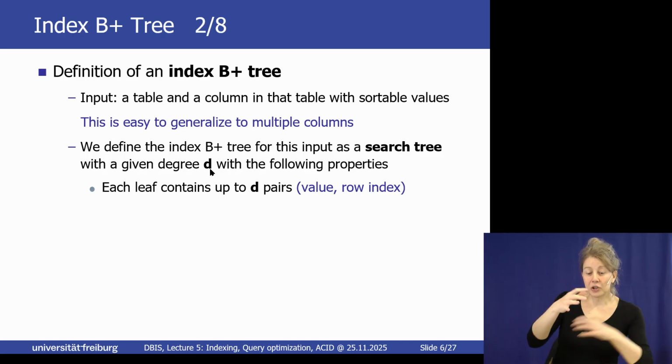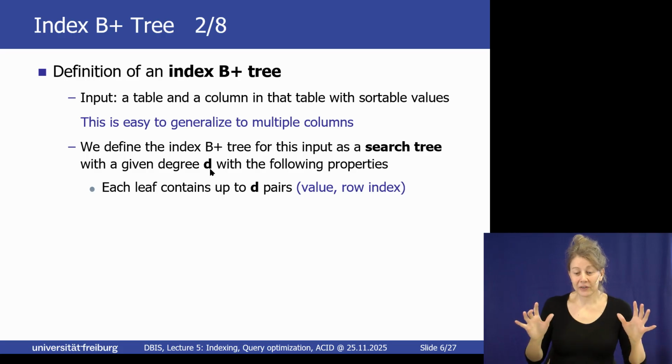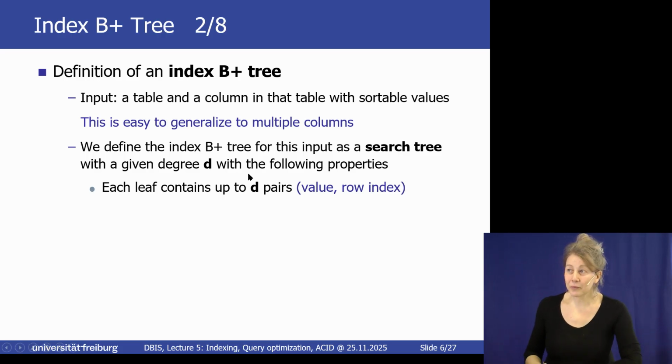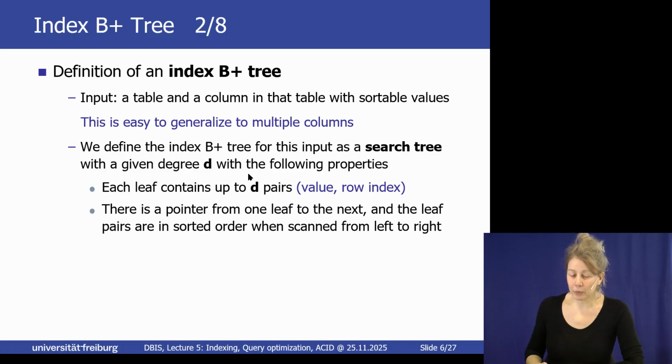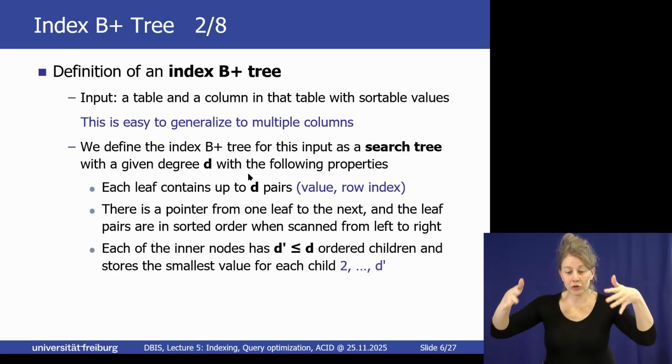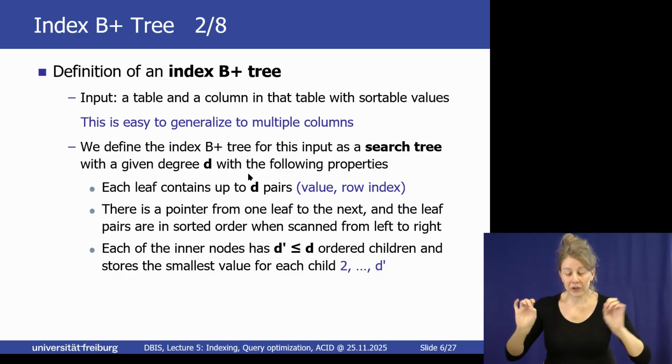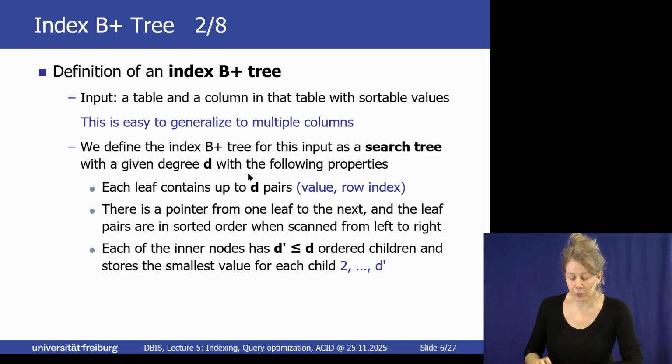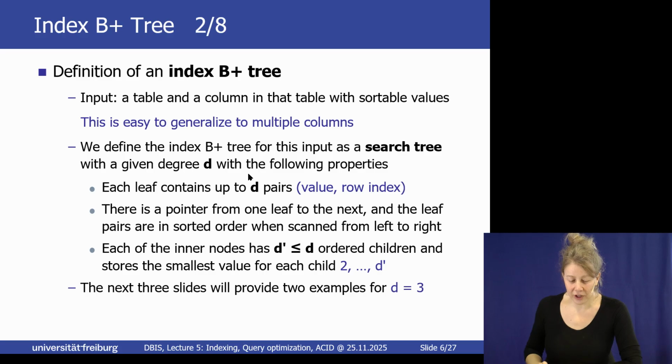So each leaf at the bottom of the tree has up to D pairs. There's a pointer from one leaf to the next, so the leaves are chained in sorted order, and we will see that. And the inner nodes have children, and they store something about their children, and we will see what, so that you can search in the tree.